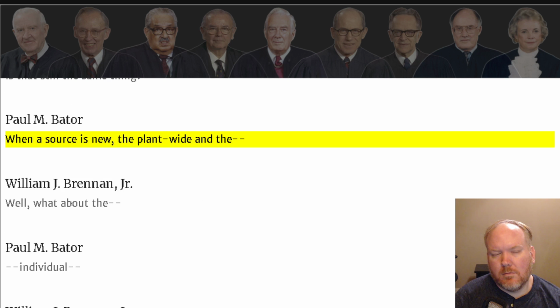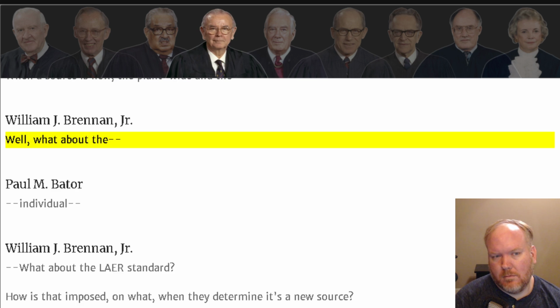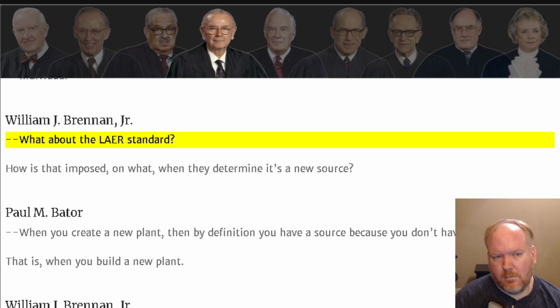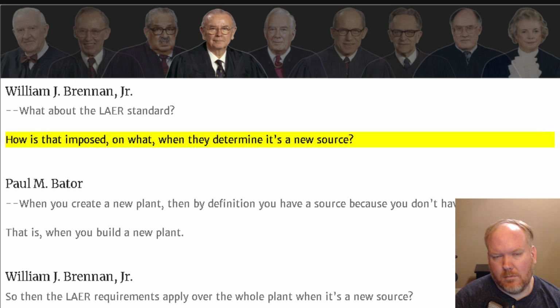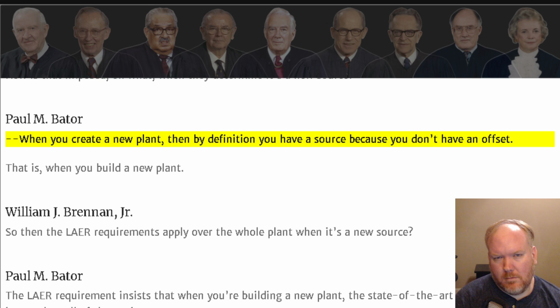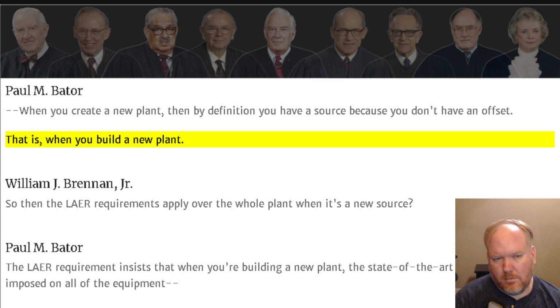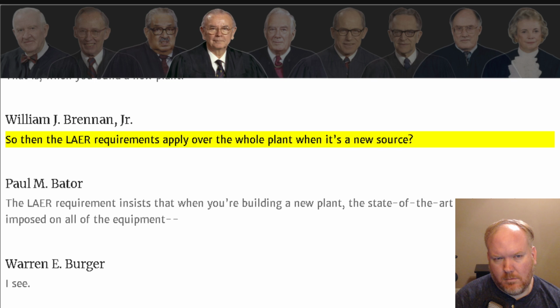When a source is new, the plant-wide and the... What about the individual... What about the LAER standard? How is that imposed when they determine it's a new source? When you create a new plant, then by definition, you have a source because you don't have an offset. That is when you build a new plant. So then the LAER requirement is applied over the whole plant when it's a new source?